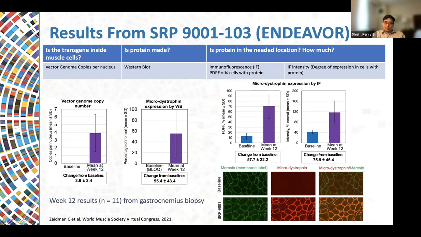And so this is the data across all the patients. You can see at baseline, there may have been some muscle fibers which were staining. We call those revertant fibers. I won't go into what that means, but basically patients do make a little bit of dystrophin here and there. But 12 weeks after treatment, you can see the number of dystrophin staining fibers, so that's what PDPF means, percent dystrophin positive fibers, goes up to about 70%, and that's a change of 57%.